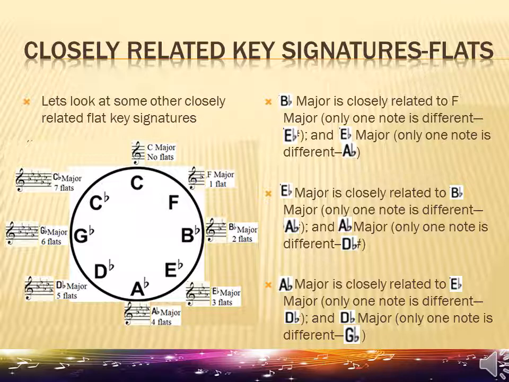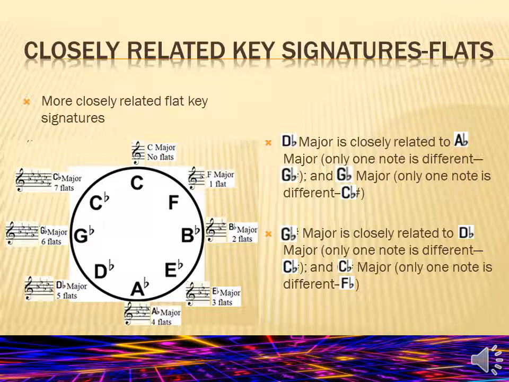B flat major is closely related to F major, only one note is different, and that's E flat, and E flat major, only one note is different, A flat. E flat major is closely related to B flat major, only one note is different, A flat, and A flat major, only one note is different, D flat. A flat major is closely related to E flat major, only one note is different, D flat, and D flat major, only one note is different, G flat.